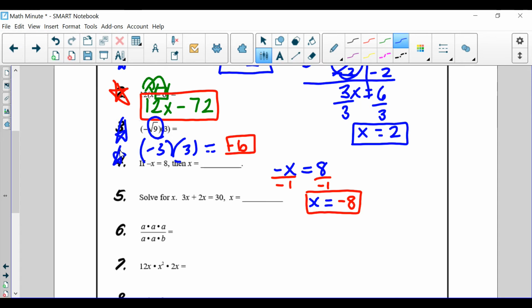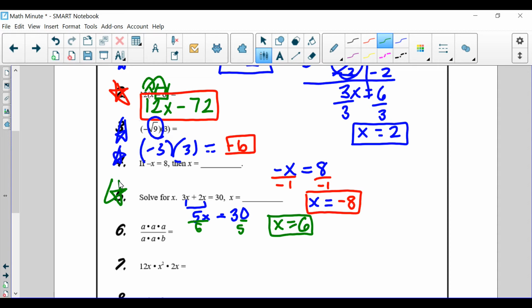Let's go over number 5 now. It says solve for x. 3x plus 2x equals 30. So then we know 3x plus 2x is going to be 5x equals 30. Then what we're going to do is solve for x by dividing by 5, and so we get x is equal to 6. 30 divided by 5 is 6.